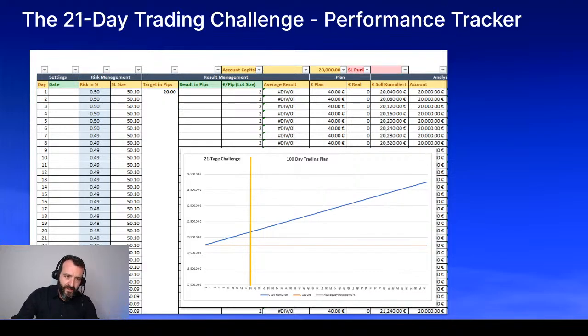This is in the challenge that you're going to face. It is the performance tracker. Here you see the target in pips. Here you see the dates when you were trading. Here you're filling in your results in points. It will then be calculated as well what you really earned, and it will accumulate how much money you made.